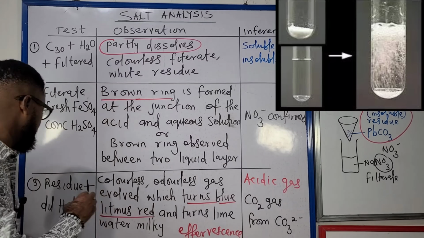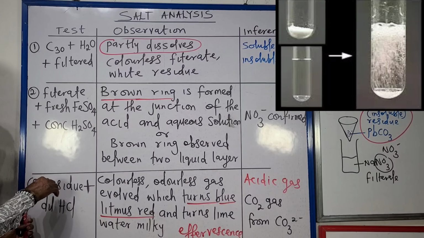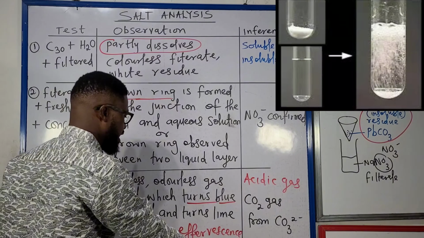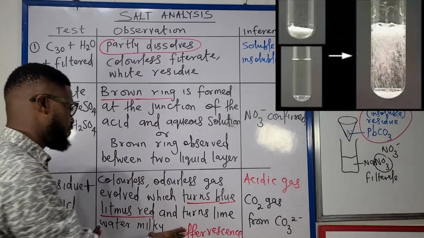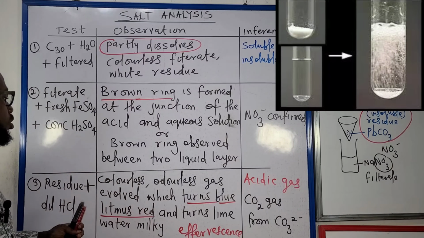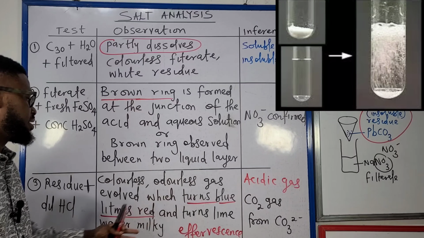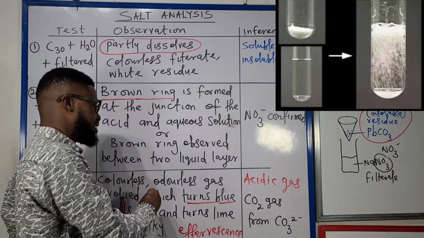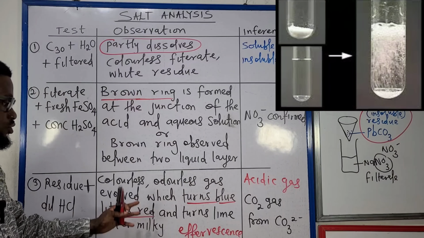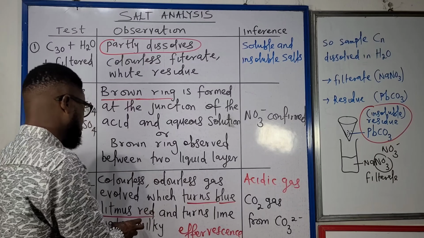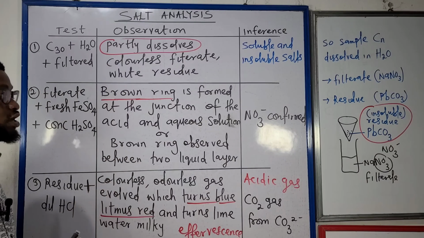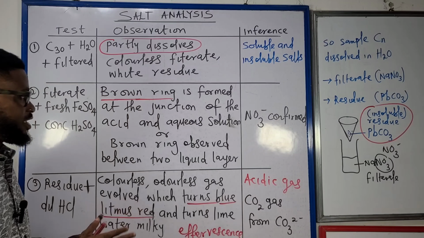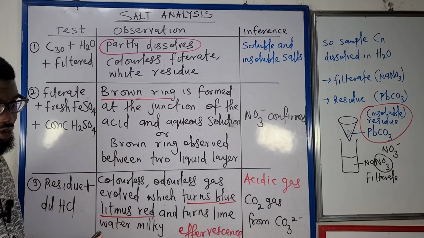Maybe when the acid touches the residue, you're going to see bubbles. We call those bubbles effervescence. You see, effervescence occurs and a colorless, odorless gas is evolved, and this gas turns blue litmus red and turns lime water milky. That's the confirmatory test for CO2 gas from trioxocarbonate IV anion, and that ends question 3.